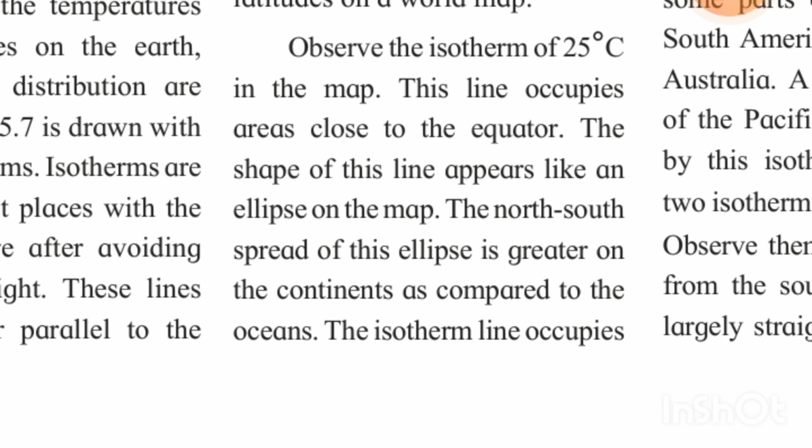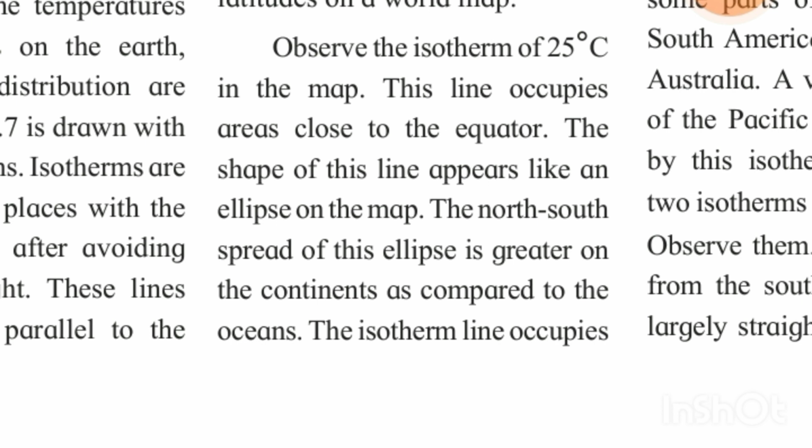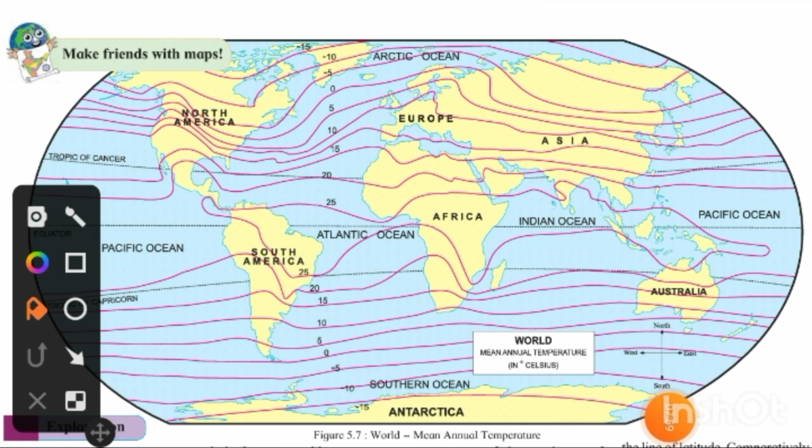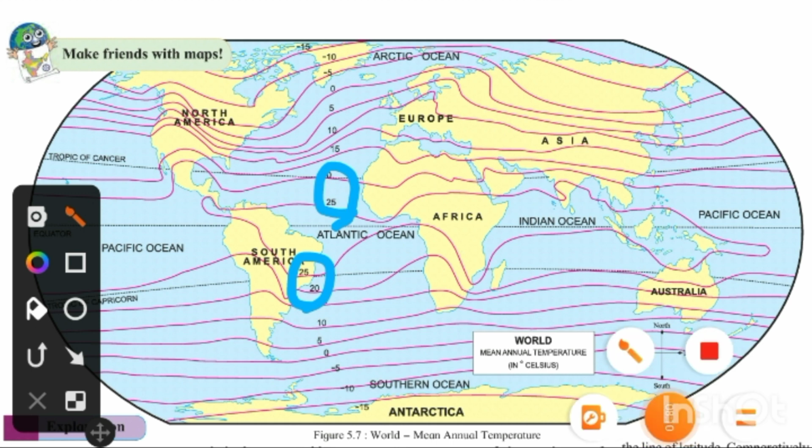Observe the isotherm of 25 degrees Celsius in the map. This line occupies area close to the equator. The shape of this line appears like an ellipse on the map. The north-south spread of this ellipse is greater on the continent as compared to the oceans. So let's see. As per the instruction, let's find the 25 degrees Celsius in this map. If you can see here, it's 25 degrees here and 25 degrees here. Now we will join.